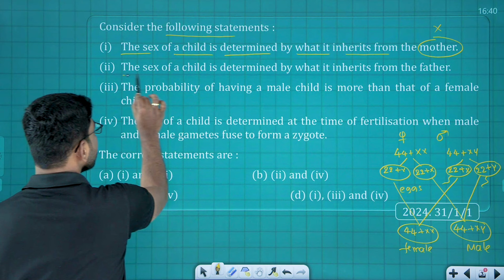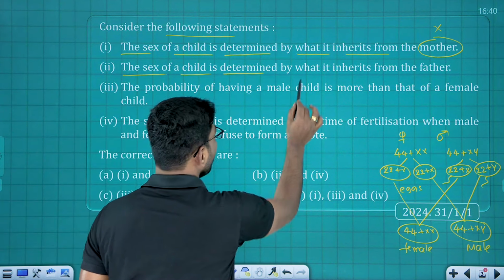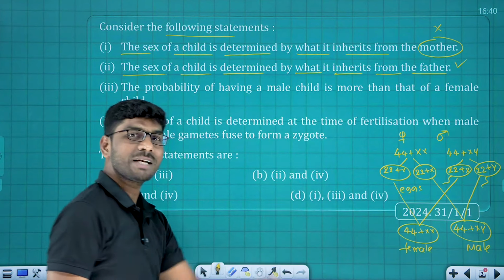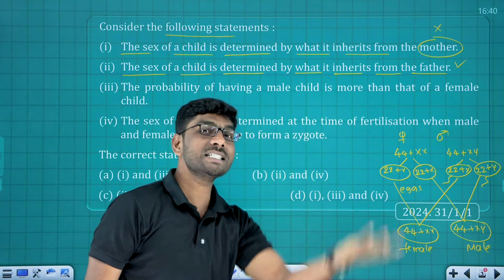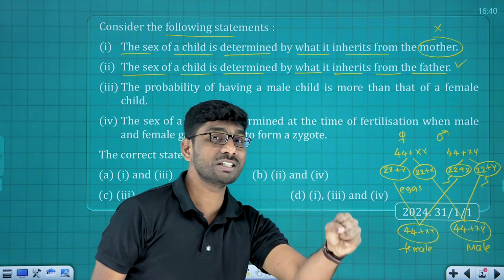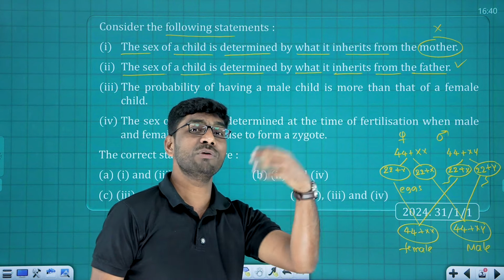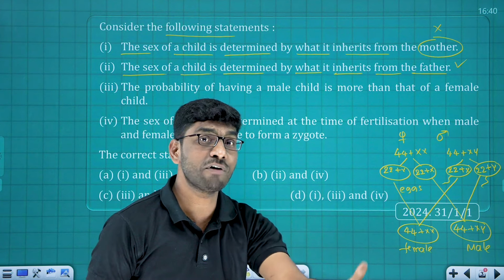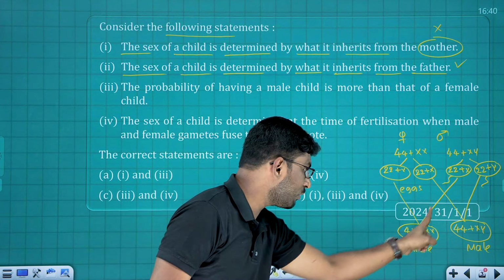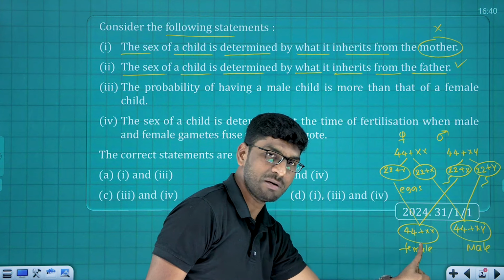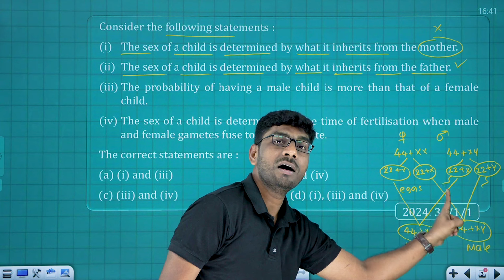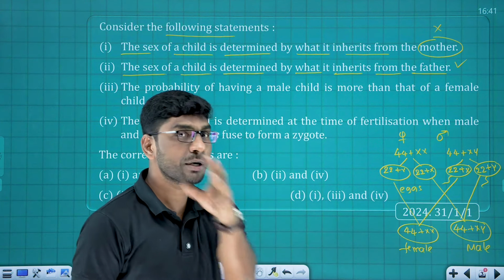Statement 2, the sex of the child is determined by what is inherited from the father. Yes, absolutely correct. So statement 2 is correct. What type of chromosome is received from the mother is not going to decide the sex of the child. What type of chromosome is received from the father will decide the sex of the baby. You got my point? If from the father an X chromosomal sperm is received, it will be a female child. If a Y chromosome is coming from the father, it will be a male child. Am I clear, students? Look at the third statement.